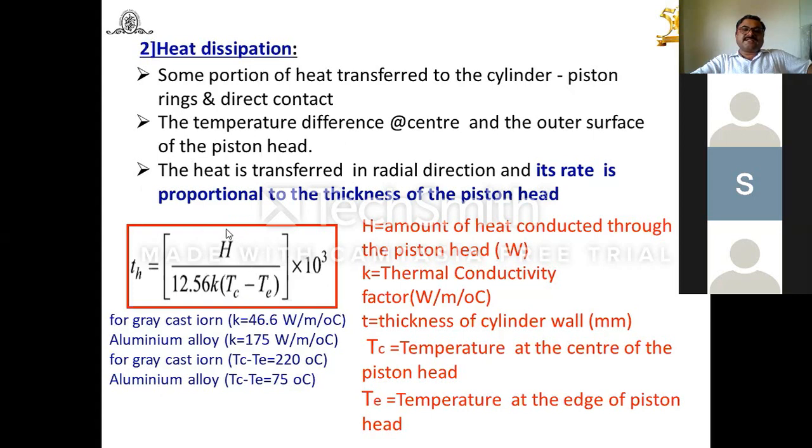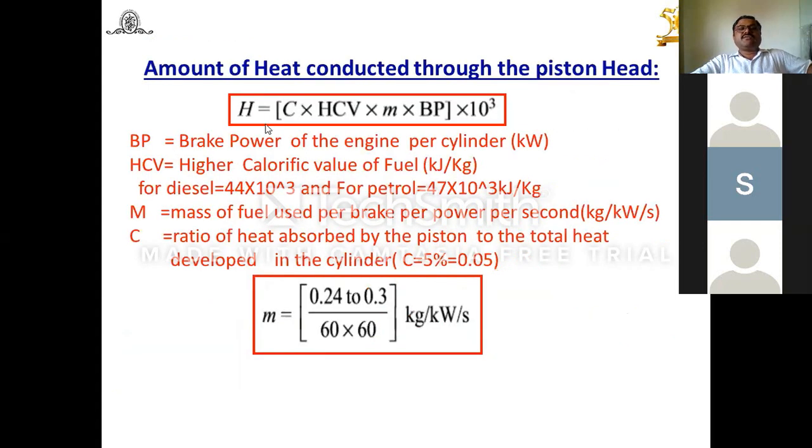Again, how to find this H? H means the amount of heat conducted to the piston head, which is required to get the value of TH. Now let us see how to find this H. H means the amount of heat conducted through the piston head. This H is equal to C into HCV. It's like m Cp delta T, but in this case, the heat generated because of the calorific value plays the important role. And C is the ratio of the amount of heat absorbed by the piston to the total heat developed in the cylinder. Generally, C is assumed as 5%, that is, 5% of the heat is absorbed by the piston.